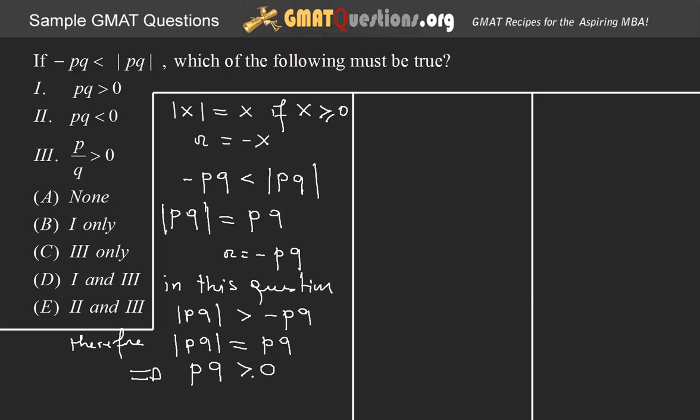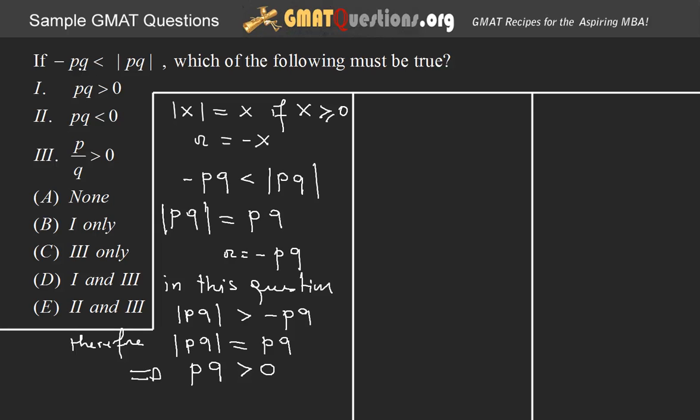In this case, I could put the equal sign, but I cannot do that. Why? Because we are told that negative PQ is less than PQ. So P cannot be 0, because we cannot have negative 0 less than 0. 0 is equal to 0. It's not less than 0. We cannot have Q equal to 0 either, because in that case also we're going to have negative 0 less than 0, which is impossible. So neither P nor Q can be equal to 0.